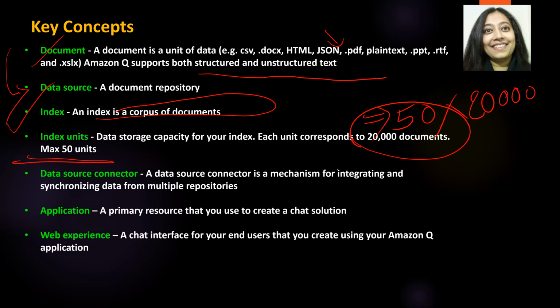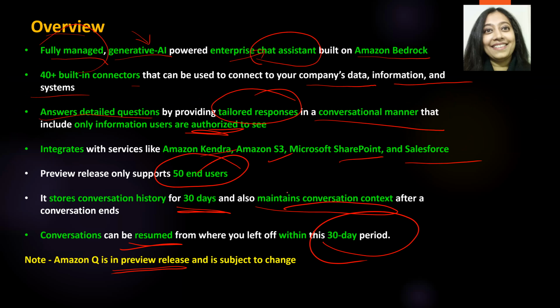Data source connector. Of course, if you have a data source, you will have a data source connector, and this can connect to different data sources, integrate and synchronize data from multiple repositories. And we looked at all the data source connectors. Remember, in the overview, we just visited and we saw that there are 40 plus built-in connectors, and it also integrates with services like Canva, S3, SharePoint, if you have a document repository over here, or Salesforce.